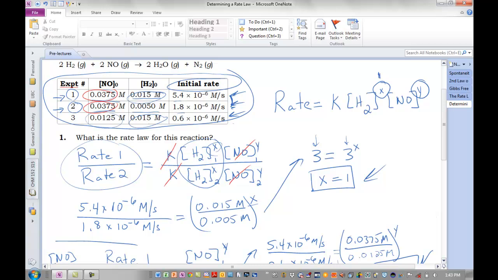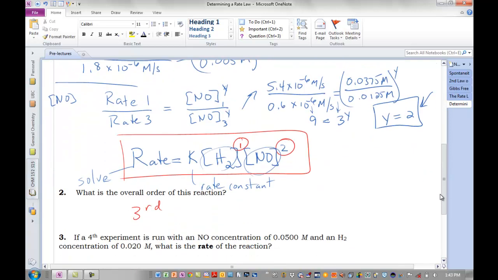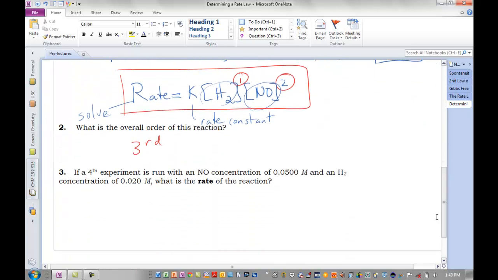All right, let's just use experiment 1, but we can use experiment 2 or 3. So we have 0.0375 molar for NO, 0.015 molar for H2, 5.4 times 10 to the negative 6th molar per second. I'm just writing these down on a sheet of paper so I can scroll down and write that out. Okay, so again, my rate.